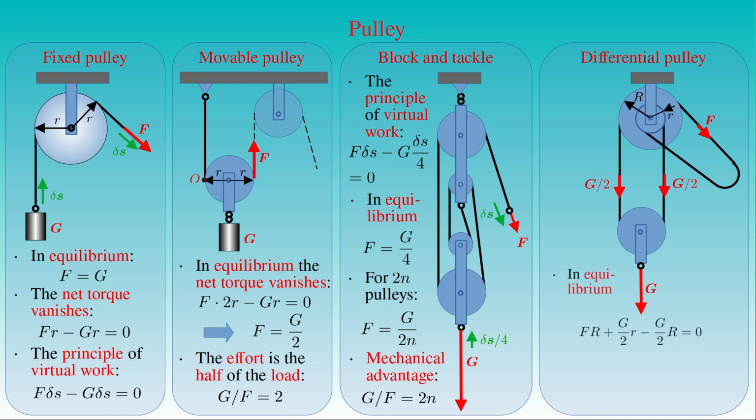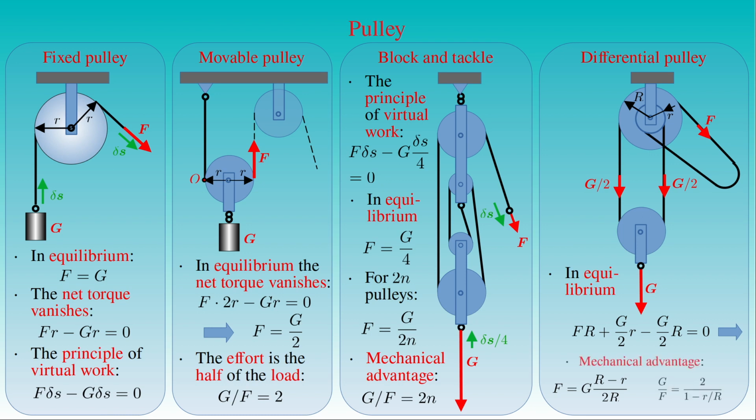Then the condition of equilibrium for the vanishing net torque states that the magnitude of the force F times the radius R, plus the magnitude of the force G over 2 times the radius R, minus the magnitude of the force G over 2 times the radius r is equal to 0. By expressing the effort F from this equation, we can write it as the load G times the ratio of R minus r to 2 times R.